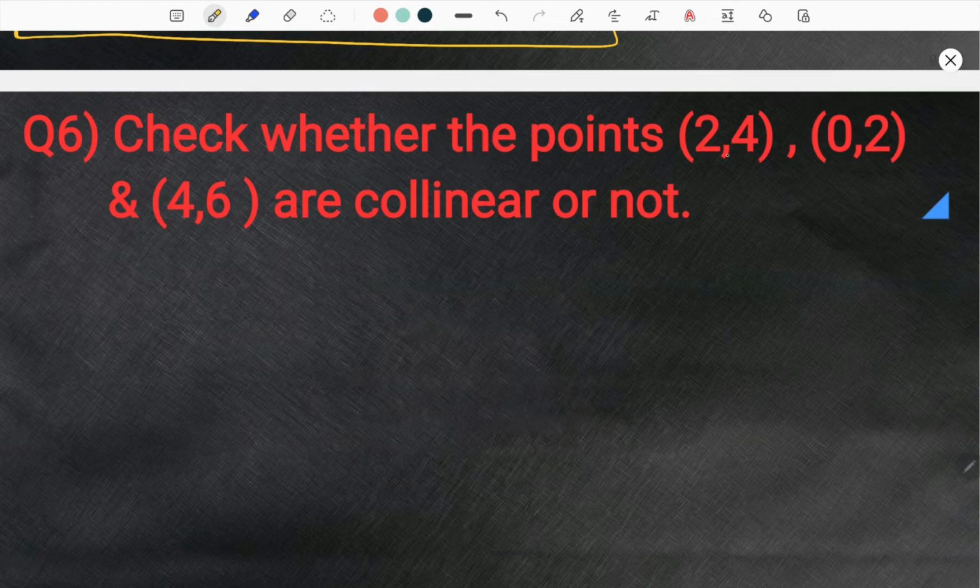Check whether the points 2, 4, 0, 2 and 4, 6 are collinear or not. Okay, again a simple case, you have to find the area of the triangle. If it comes to be 0, it means they are collinear, otherwise they are not collinear. So first of all, let us take this point x1, y1. So this is x1, y1, that is 2, 4.